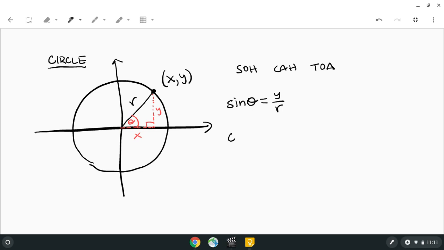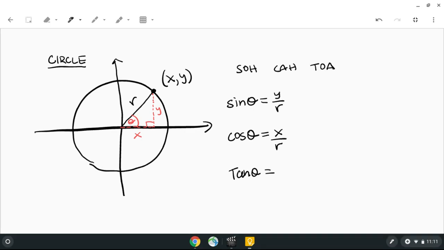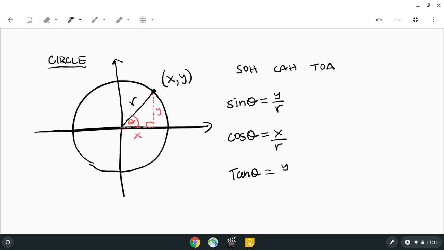Okay, if I do the cosine of that angle, well, it's going to be adjacent. So adjacent to that angle is x, over the hypotenuse, which is the radius. And if I do the same thing with tangent, so tangent theta is opposite over adjacent. So opposite is going to be the y value. Adjacent is the x value.